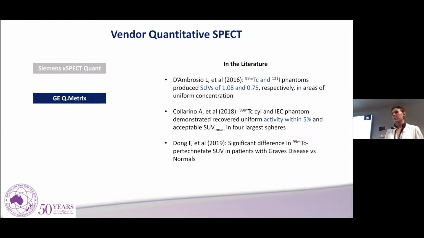Again, the literature is quite similar in terms of the accuracy that gets reported between the two. We've seen reports of good measures of SUV and concentration in phantoms, even within small structures where resolution issues may be an issue. And we've also, again, seen the use of SUV measures in the clinic.